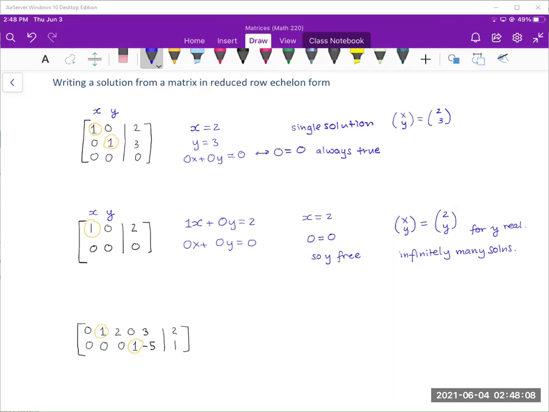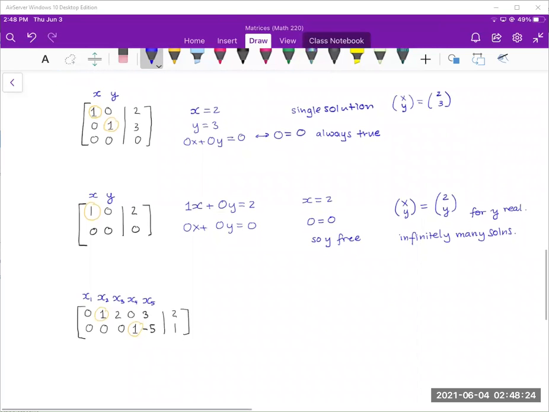That's one column, one unknown per column left of the augment. So I'm going to number these instead of using letters. I'm going to call them x1, x2, x3, x4, and x5. We have just 2 equations in these 5 unknowns. So what do we see? We have that x2 plus 2x3 plus 3x5 equals 2. And we also see that x4 minus 5x5 equals 1.